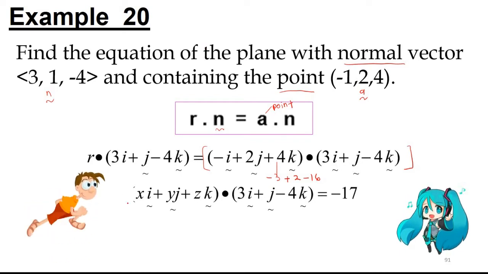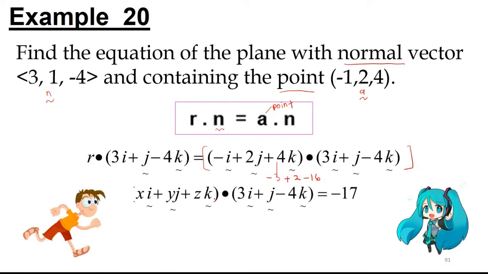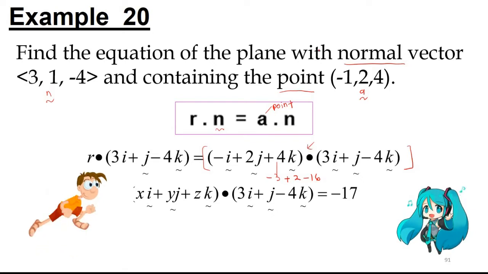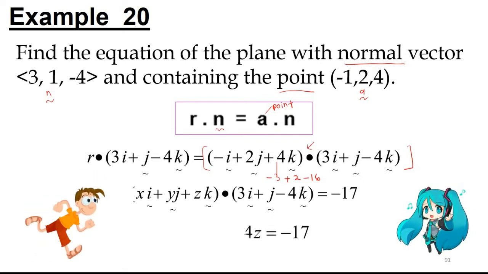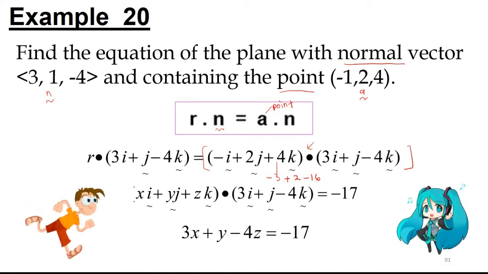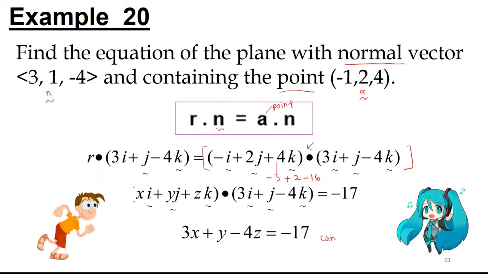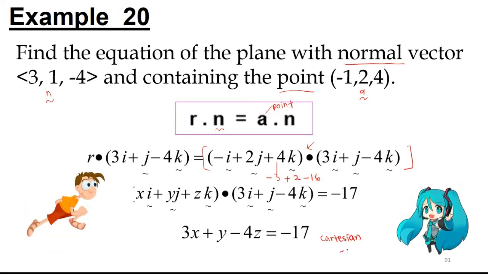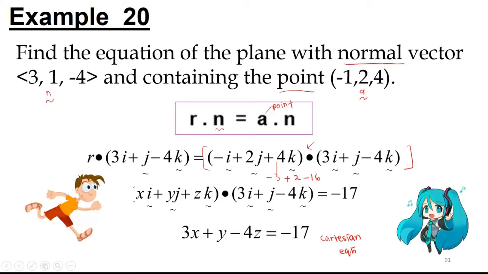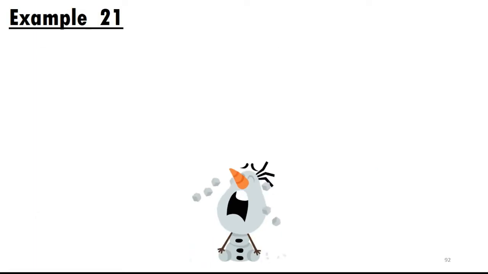And R is xi plus yj plus zk. So we got R dot 3i plus j minus 4k equate to negative 17 for the dot product here. And the Cartesian equation of your plane is 3x plus y minus 4z equal to negative 17. This one is Cartesian equation lah. And biasanya kita akan tulis in Cartesian equation. Normally.